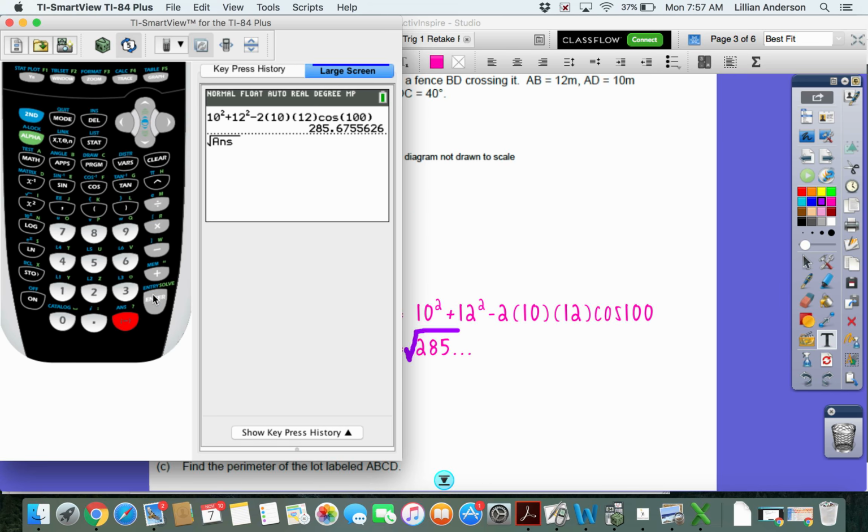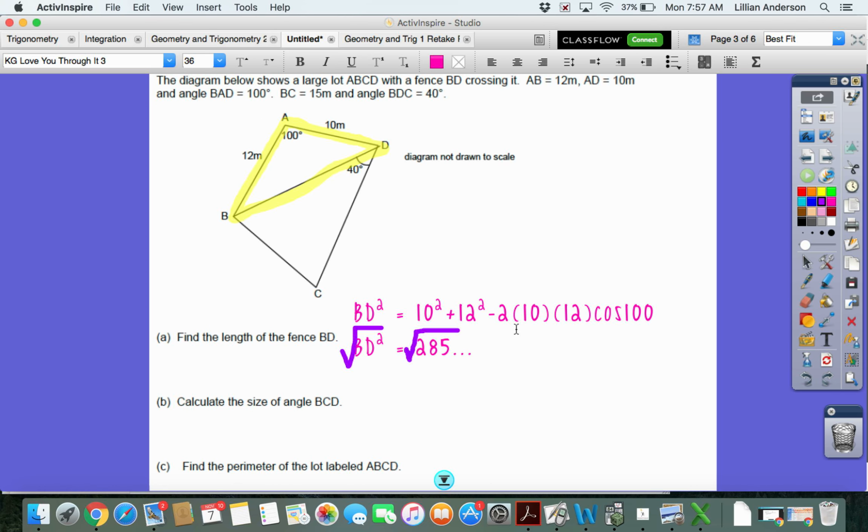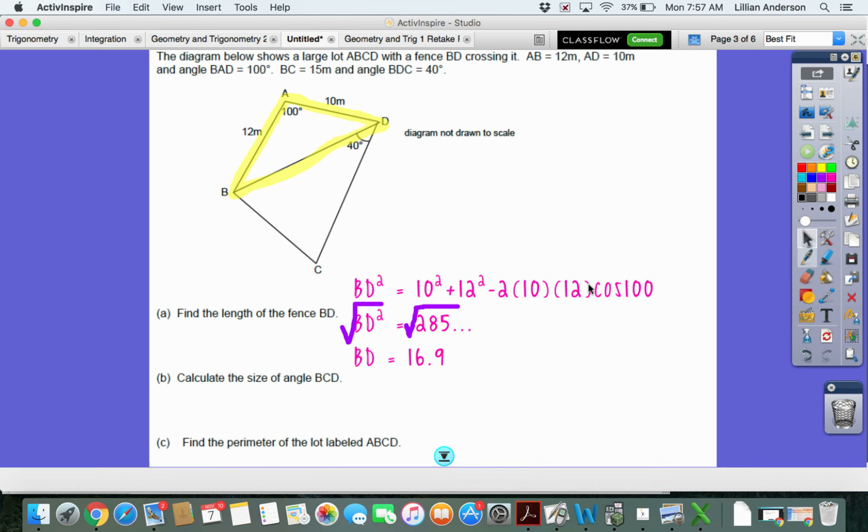Using the second negative key allows you to do the square root, and you get 16.9. So that is the length here, 16.9. That's our answer for BD.